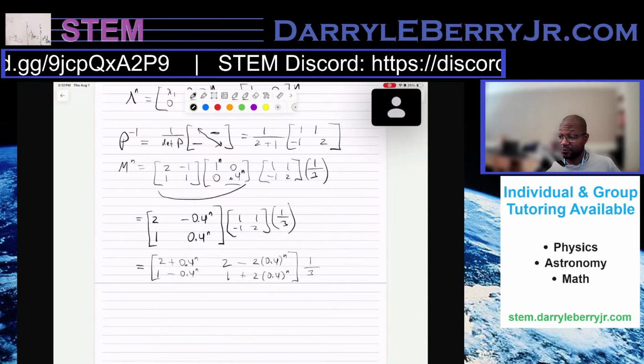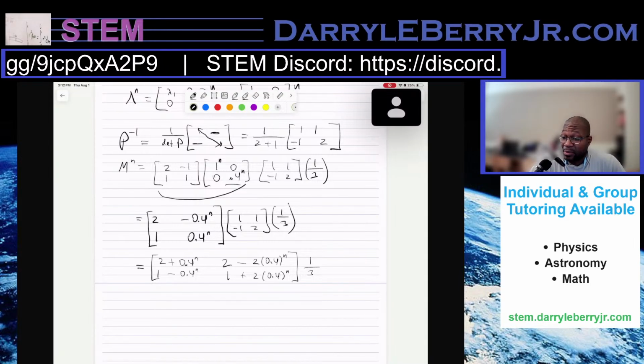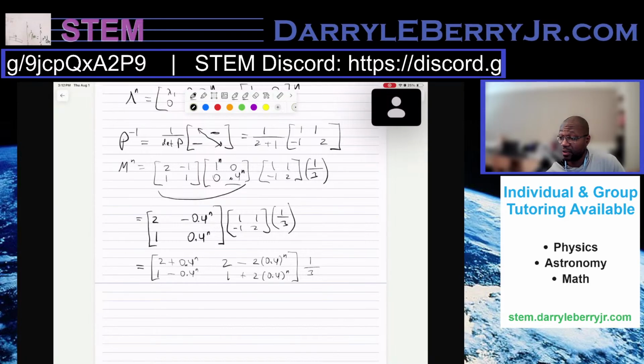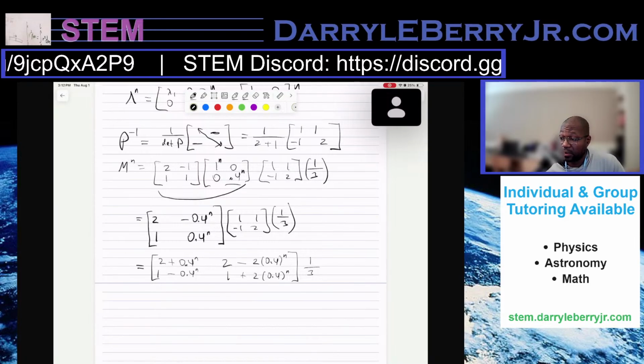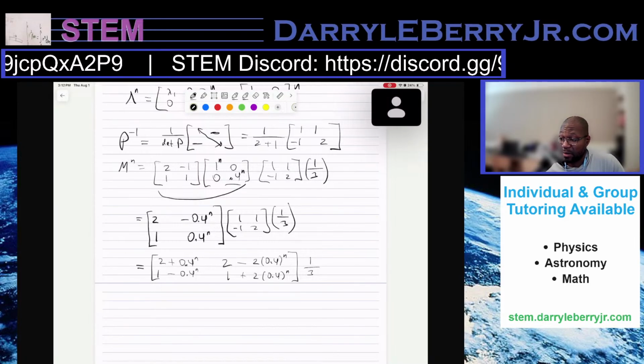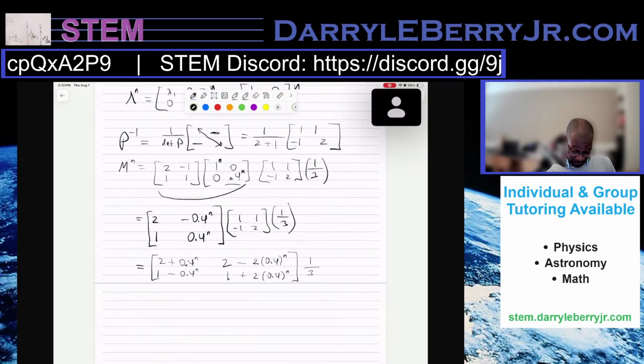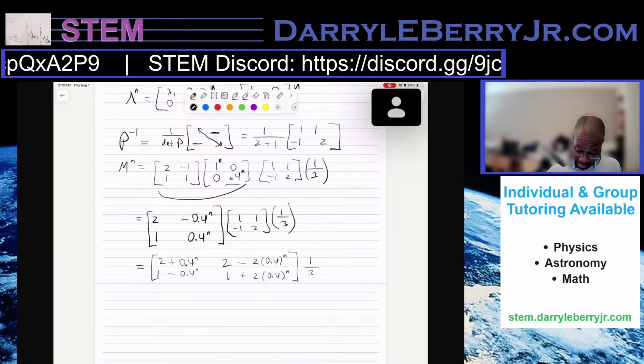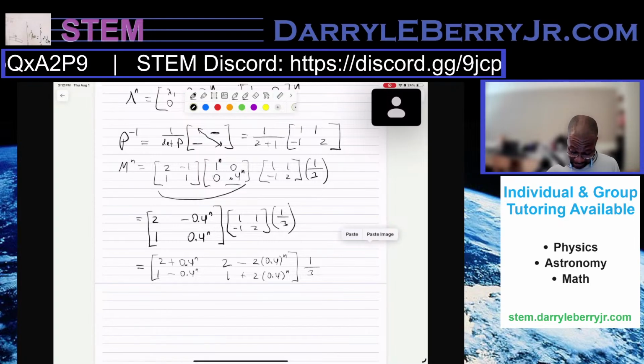And now it says, what is the long-term probability distribution of the particle after a long amount of time? What are the probabilities of states A and B? Oh, and by the way, before I go to the third part, the final part for this problem, any questions so far?